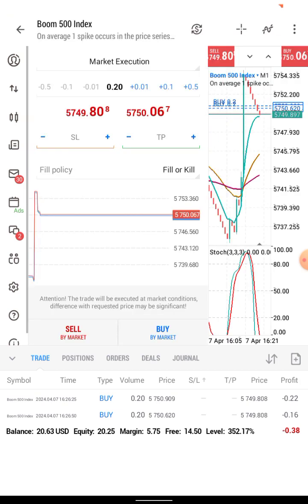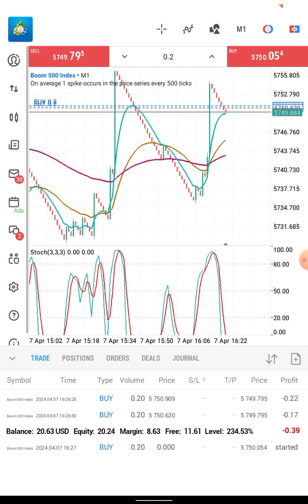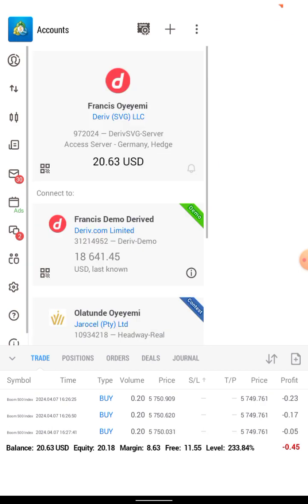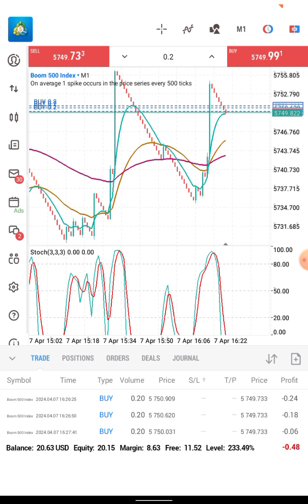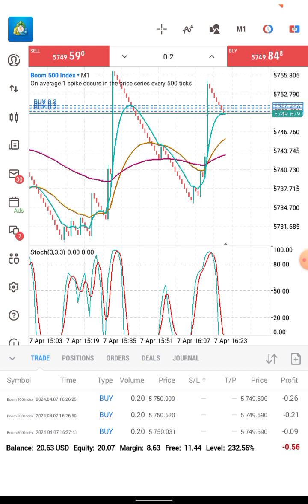So let's see what we got here. I can enter another, just try to enter another, because the price is still above the moving average 8. So let's see. This candle closes, and the next candle closes below the moving average 8, which is the blue one, and it didn't spike. We'll close that. We'll count that one as lost.